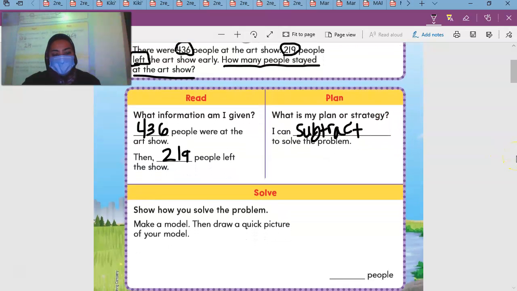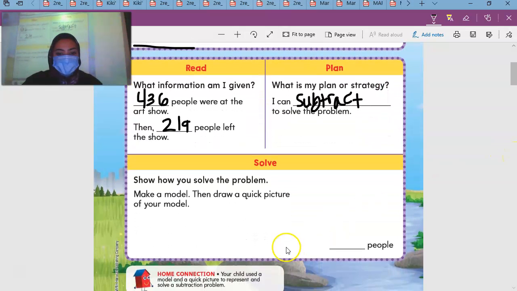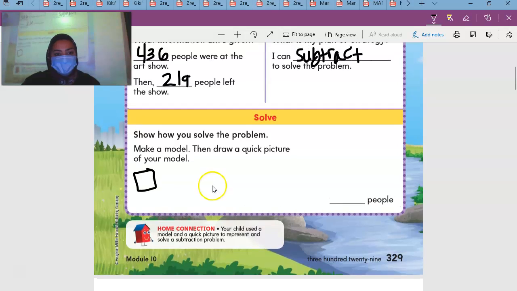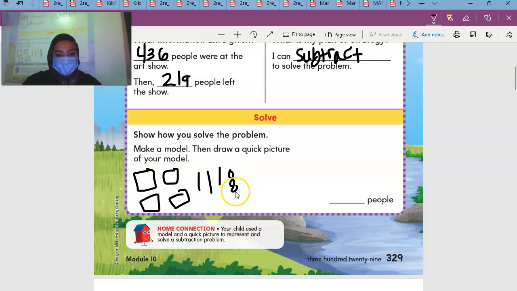Show how you solve the problem. Make a model, then draw a quick picture of your model. So first, let's do it with the model the way they want us. We have 4 hundreds, 1, 2, 3, 4, and we have 3 tens, 1, 2, 3, and we have 6 ones, 1, 2, 3, 4, 5, 6.